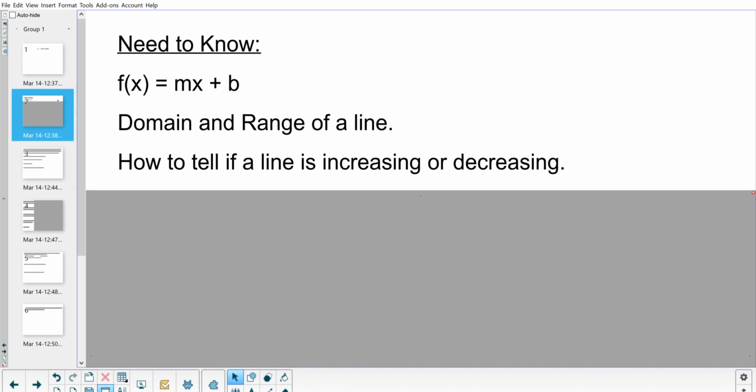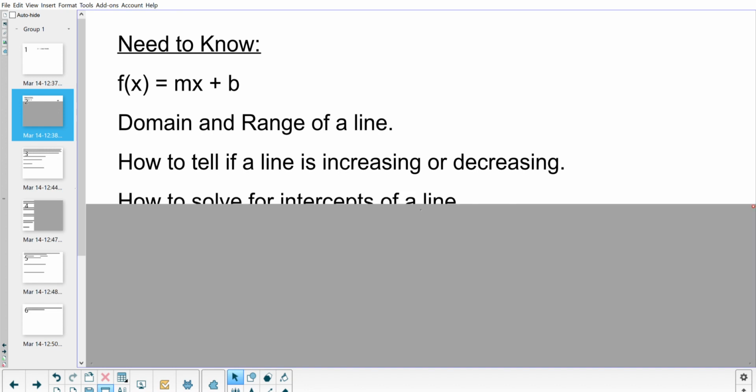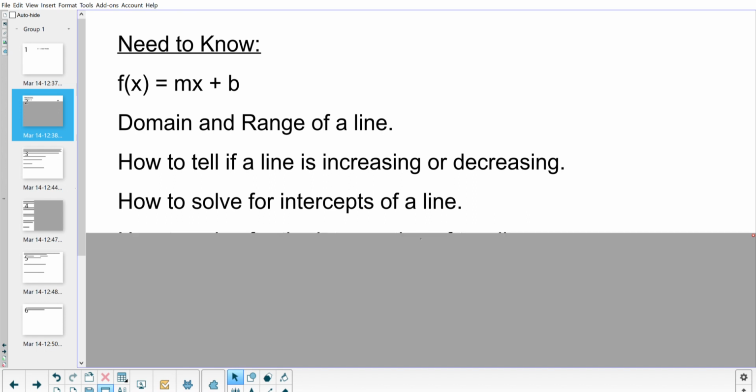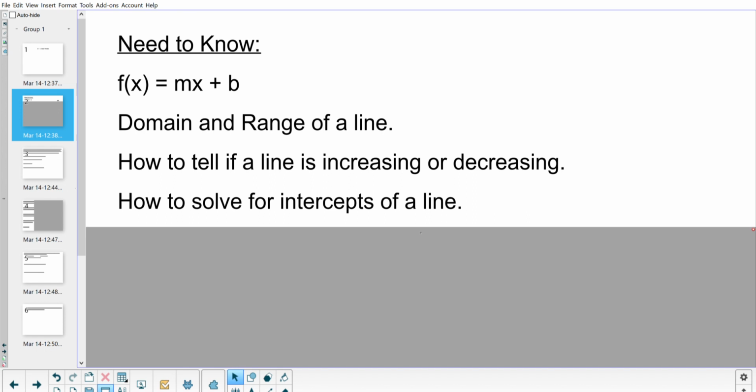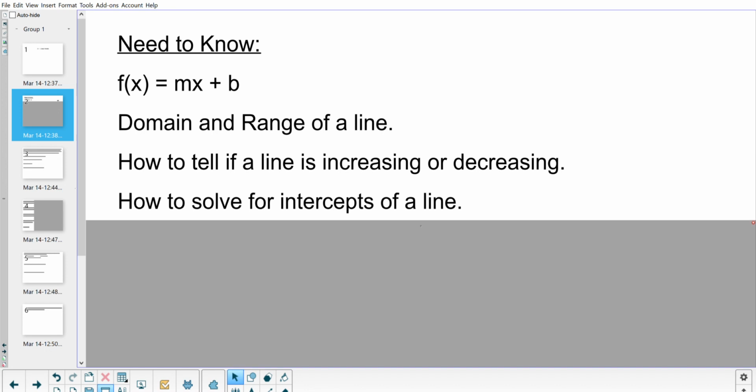Okay, how to tell if a line is increasing or decreasing. You know that, reading it left to right. How to solve for the intercepts of a line. Same way you solve for any intercept. If you're solving for an x-intercept, that's when y is 0. If you're solving for a y-intercept, that's when x is 0.